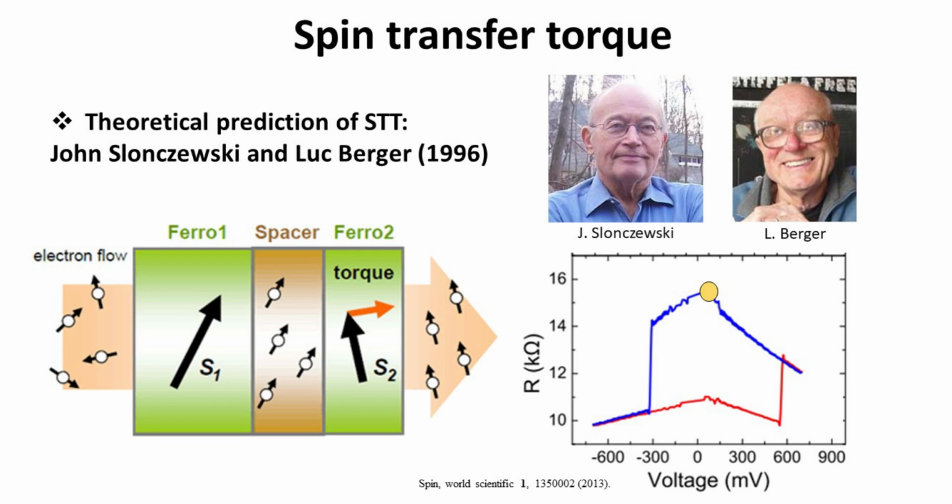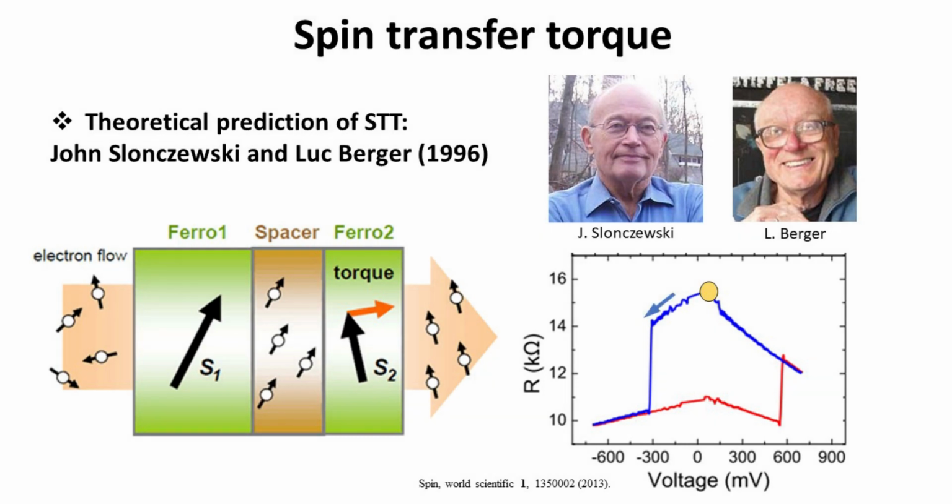Today, current-induced switching via spin transfer torque is already a well-established phenomenon. The plot shows experimental confirmation of spin transfer torque switching. Let's assume that the initial configuration for the MTJ at zero applied voltage is in the high resistance state, as highlighted with a yellow circle. This corresponds to the MTJ being in the antiparallel configuration.